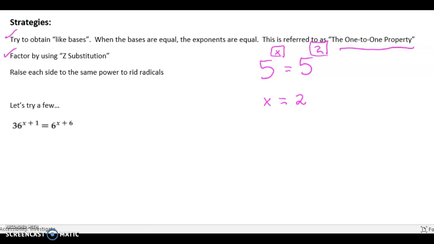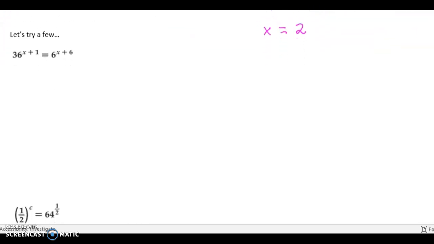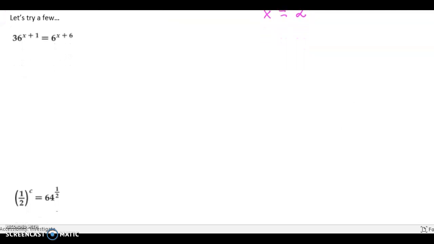Strategy number 2 is try factoring by using z substitution. We're going to talk about that later when we get into it. Another strategy is to raise each side to the same power to rid yourself of the radicals. Anyway, let's get into it. That's the best way, just jump right in.